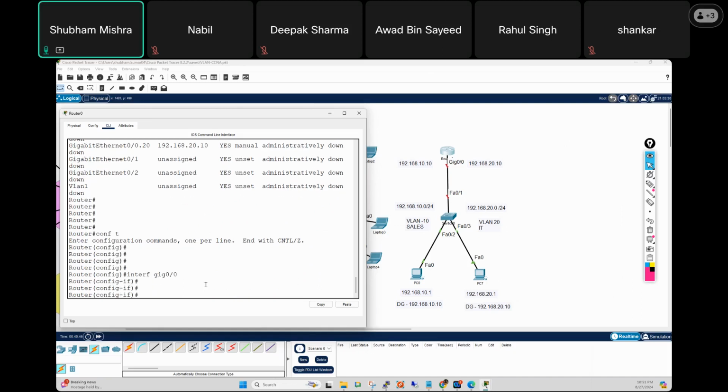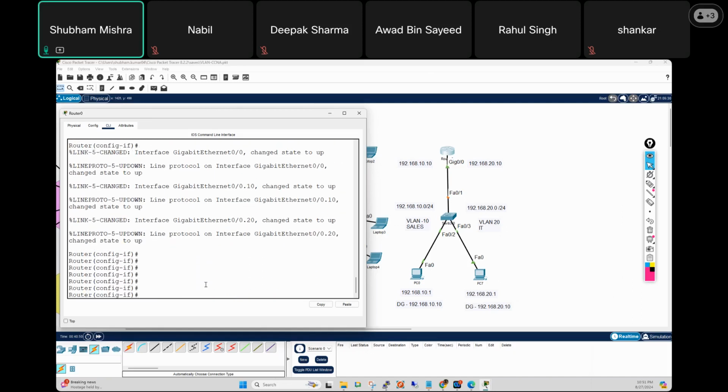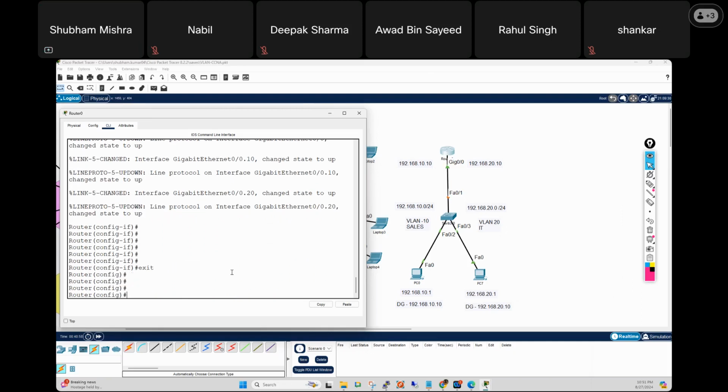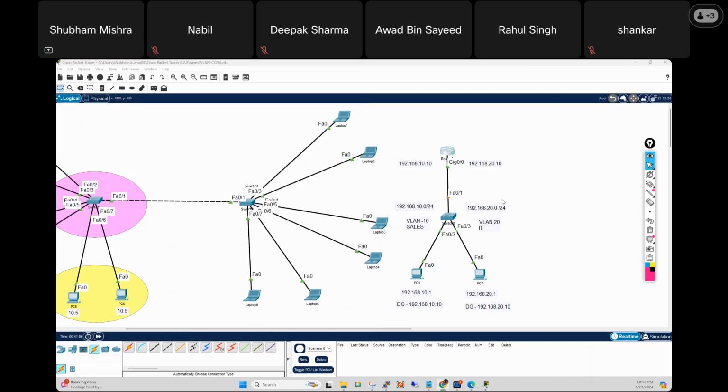Here you need to write only no shut. On interface gig 0/0 you need to write only the no shutdown command. Done? Everyone tell me. Okay. Now the thing is, I configured everything here.